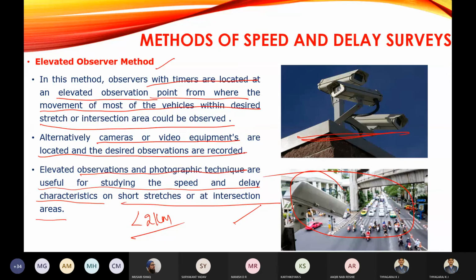Okay, this is all about methods of conducting a speed and delay study. One is the floating car method or moving observer method. The second one is the license plate method, by recording the registration number of the vehicle and the time of arrival and time of departure. The third one is the interview method, in which you stop the vehicle and record the delays and causes. And the fourth one is the elevated observer method, where the observers are located or CC cameras are placed and you analyze those data.